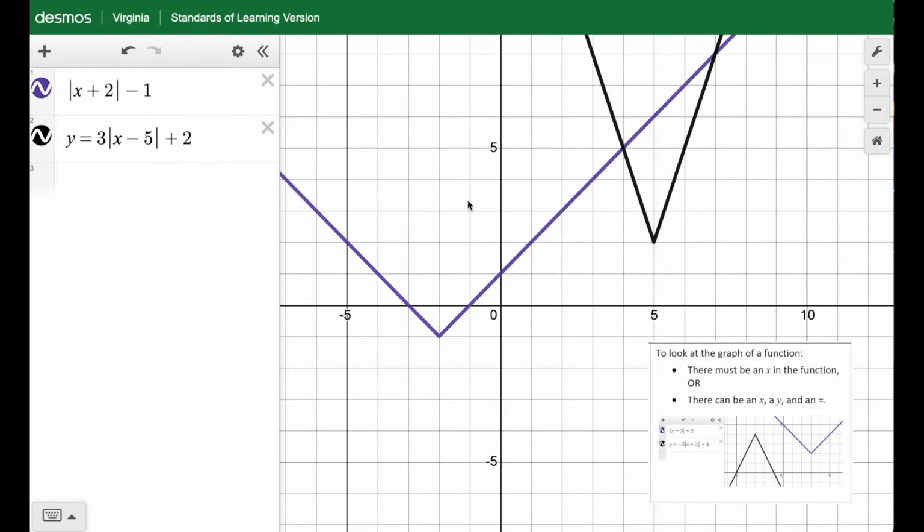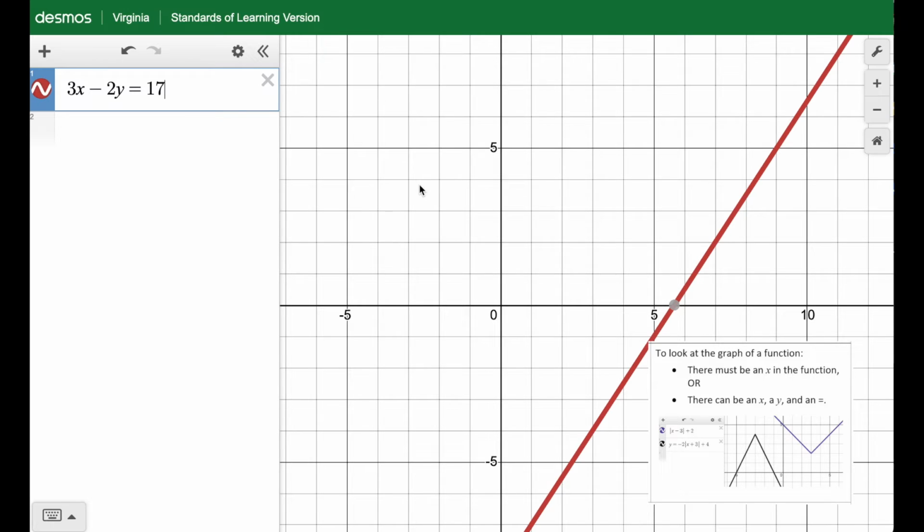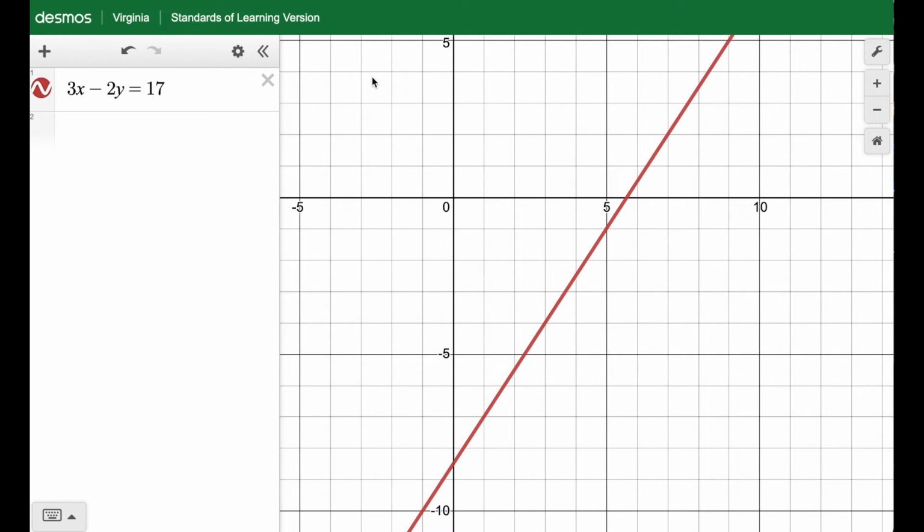Another thing that I like about Desmos is that it doesn't have to take an equation that has y equals everything. So let's say, for example, I want to look at a graph, but I don't quite know how to solve for y. Let's say I have this equation 3x minus 2y equals 17. It will graph a function that's not in y equals form, which is different than most graphing calculators where you can only look at the graph of an equation that has been written in y equals form.